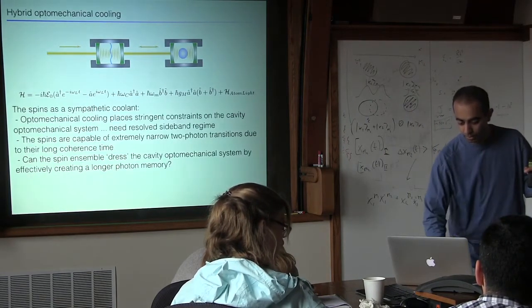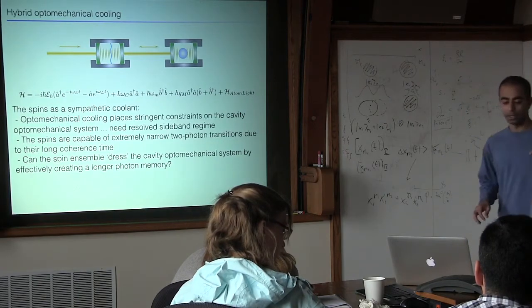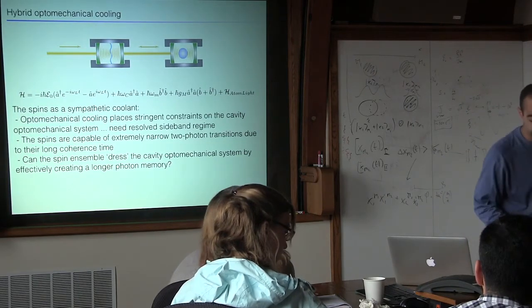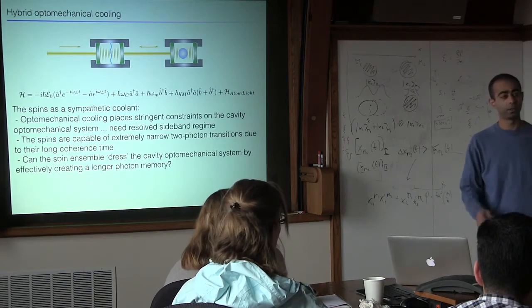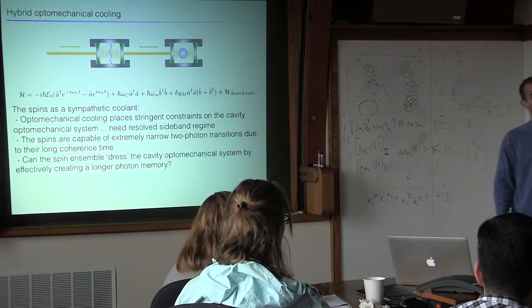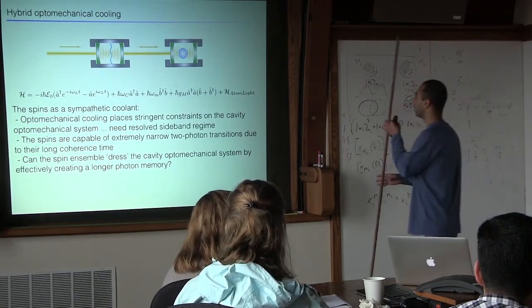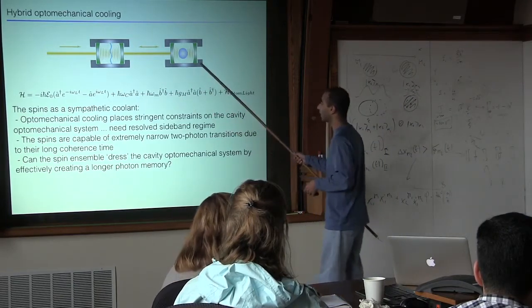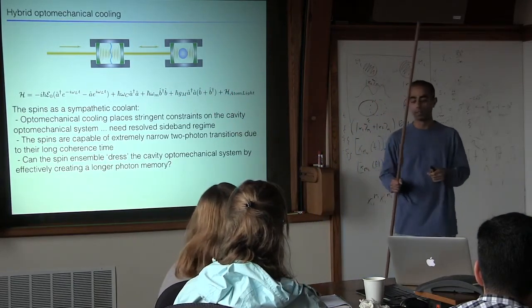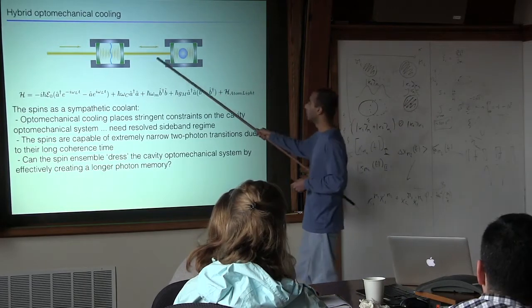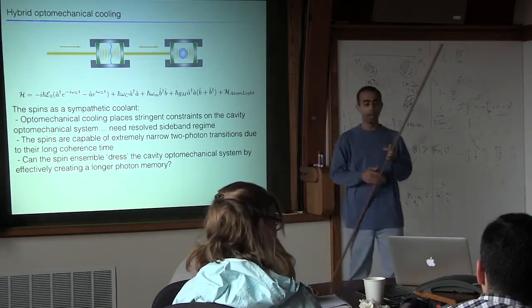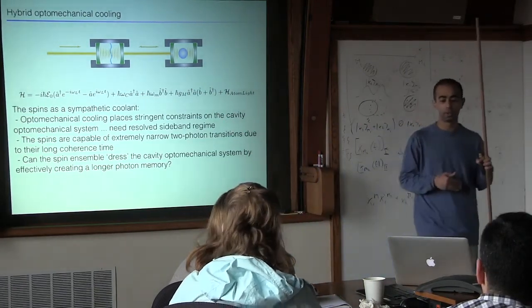Okay, so I'm going to only talk about the spins as a sympathetic coolant. The sub-SQL sensing and so on will be left for another day, I guess. But I just want to explain the basic idea of using spins that are remotely optically coupled to this cavity of a mechanical system as a coolant, in a sense, of the membrane.